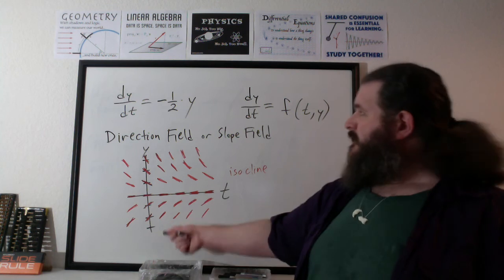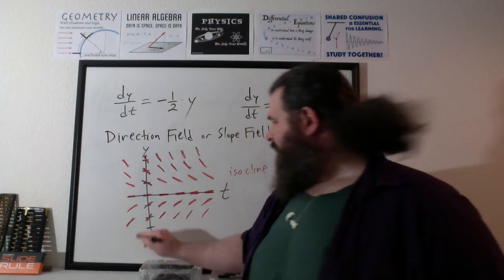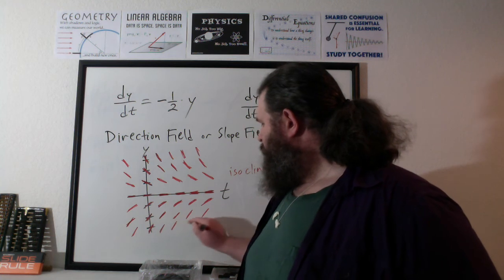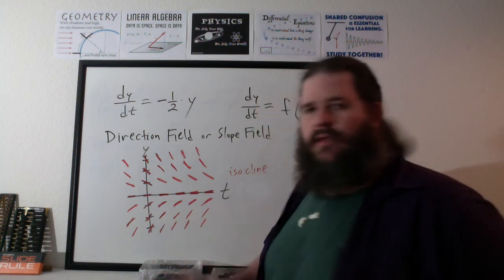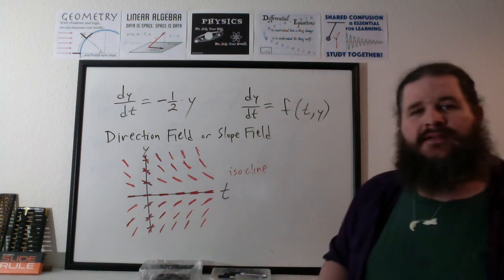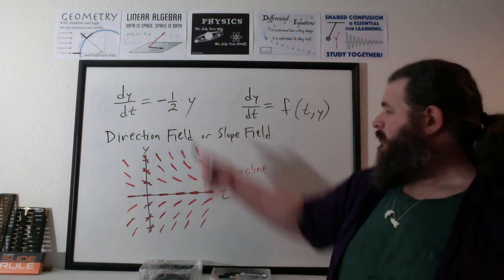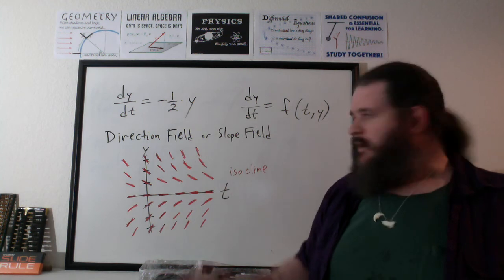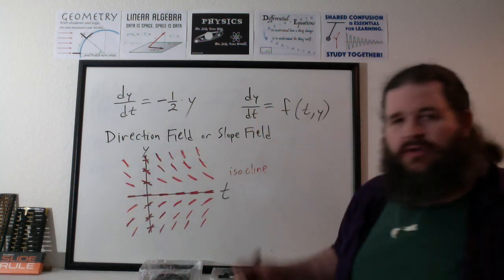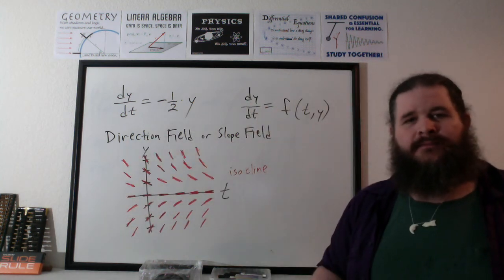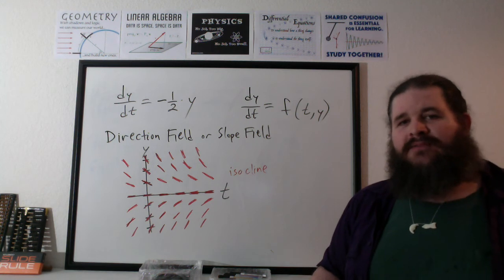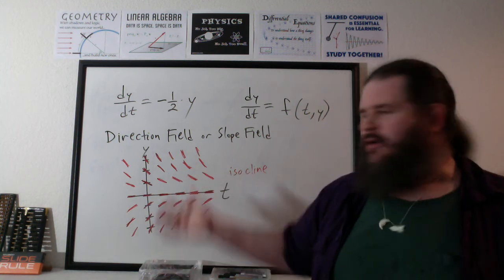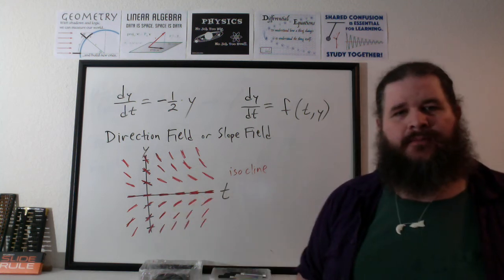Or if you plug in -3 for y, you get +1.5, +3/2. So you'd have a steeper upward slope. So this would be a reasonable sketch of the direction field or slope field for this equation. The differential equation tells you the slope at every ty coordinate. The direction field shows you the slope at every ty coordinate. And it doesn't really have as much information because, for instance, there are, of course, gaps between where you draw it out. But you could always draw it in more detail if you need to.